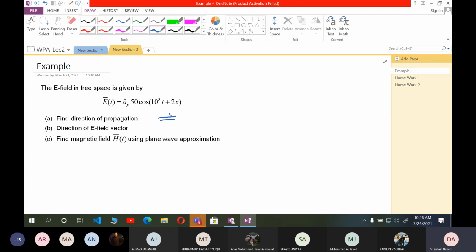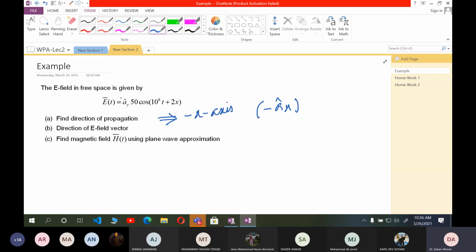What will be the direction of propagation? Negative x, the minus x axis. Because we have positive beta x here, the wave is traveling in the minus x axis. Or you can also say that it is the minus ax unit vector. This is the same equivalent thing.